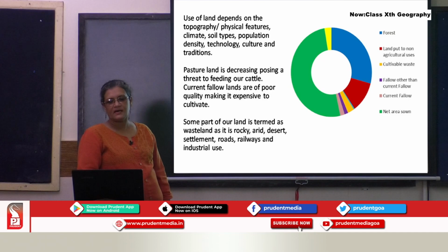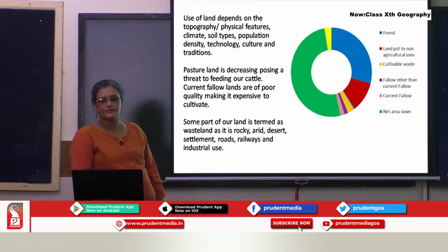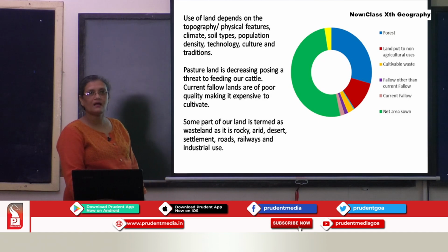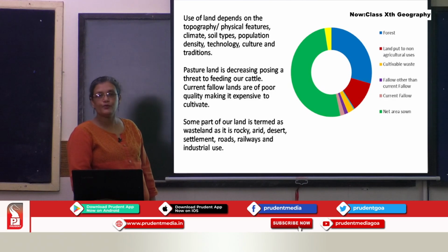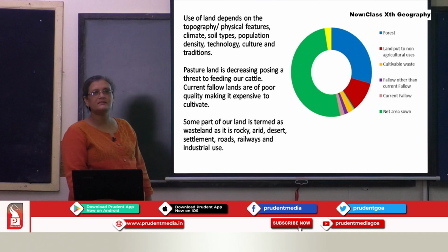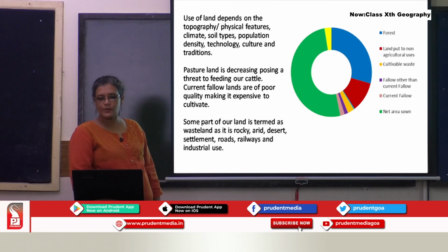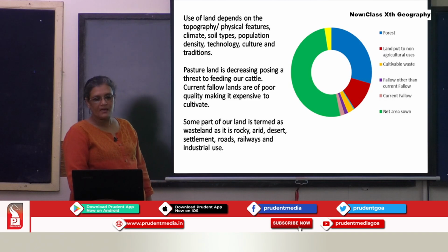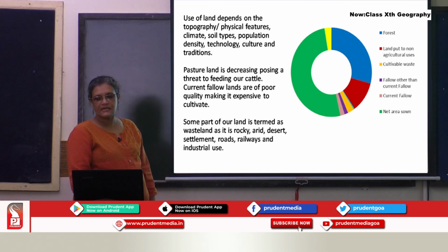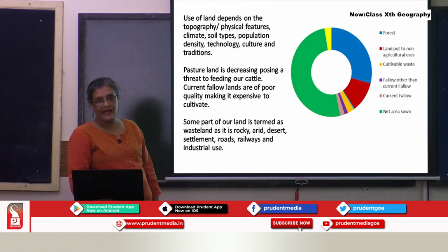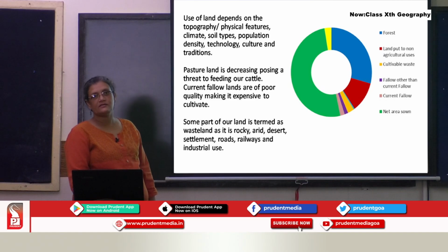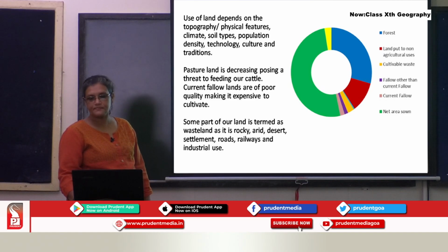Pasture land in India is decreasing and it is posing a great threat to feeding our cattle. The current fallow land is of poor quality, making it very expensive for agriculture. So, that is why it is left fallow. Some part of our land is termed as wasteland because it is rocky, it is arid, desert, it could be used for settlement, roadways, railways and for industrial use.